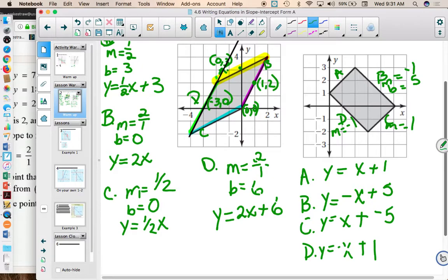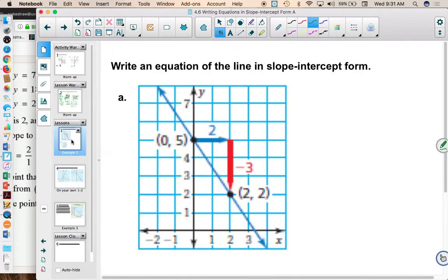Absolutely correct. Nice job. This is what we're doing today. Write an equation. Look, they're giving you the slope even. Oh, that's easy. Write the equation.